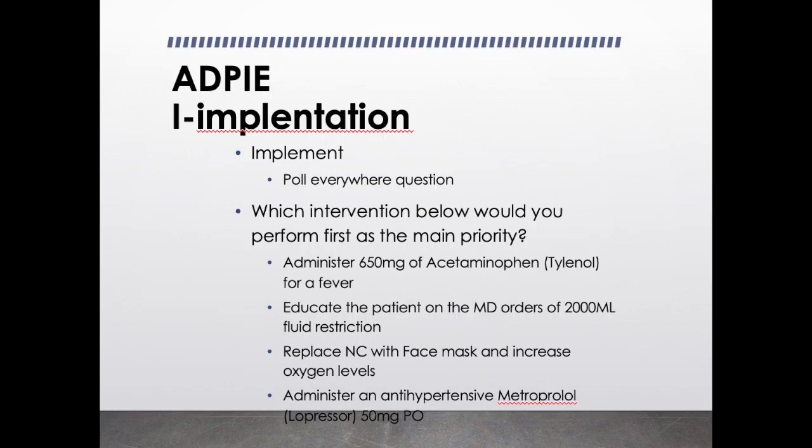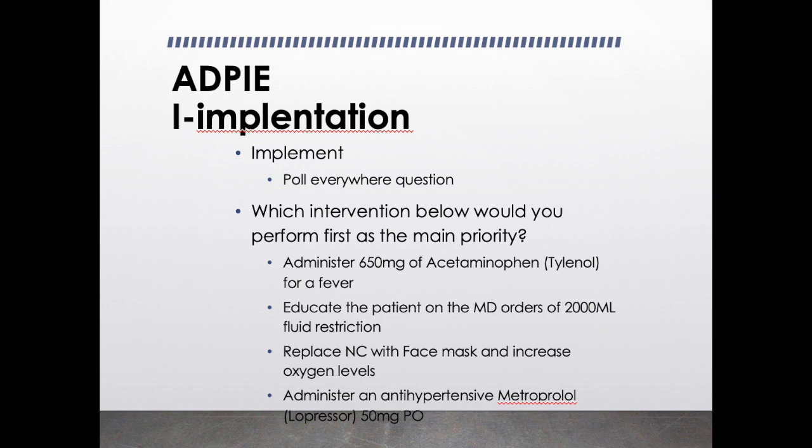All right, next, implementation. Let's just look at this question here where it says, which intervention would you perform first as the main priority? All right, would you: 1, administer 650 milligrams acetaminophen, Tylenol, for a fever? Number 2, educate the patient on the MD orders of 2,000 milliliters fluid restriction. 3, replace the nasal cannula with a face mask and increase oxygen levels. Or 4, administer an antihypertensive medication called metoprolol or Lopressor, 50 milligrams PO. So give this one some thought. Pause the video if needed. Which one would be your main priority?